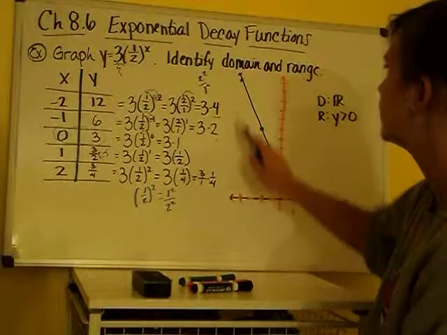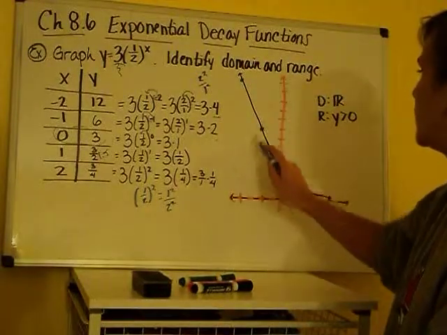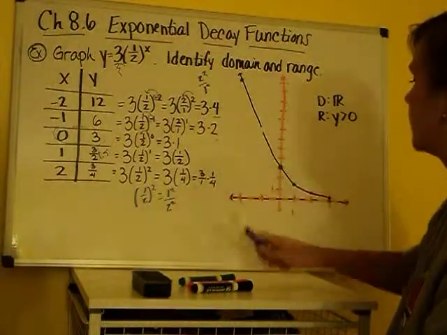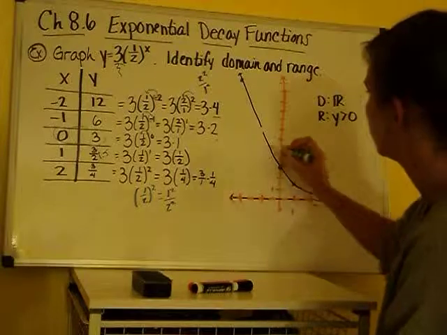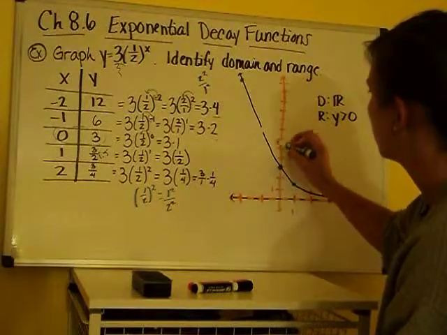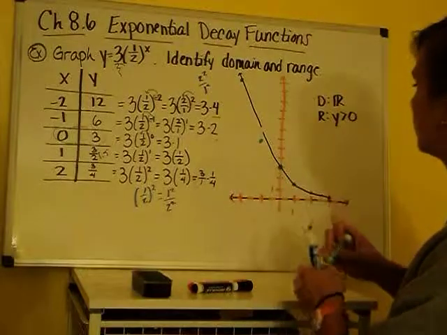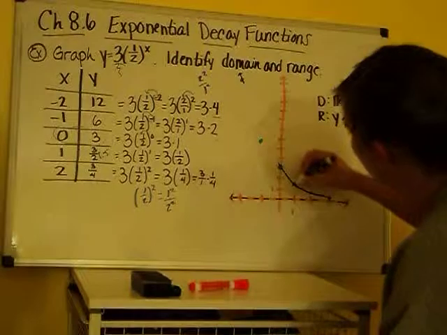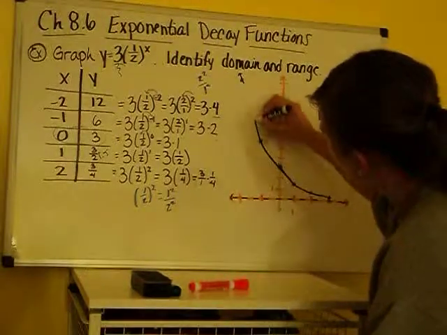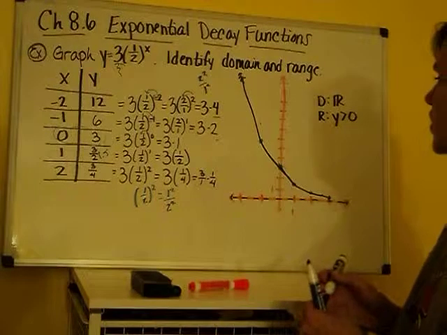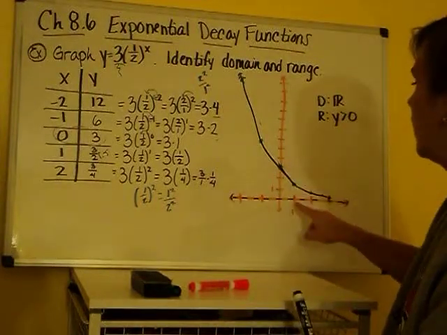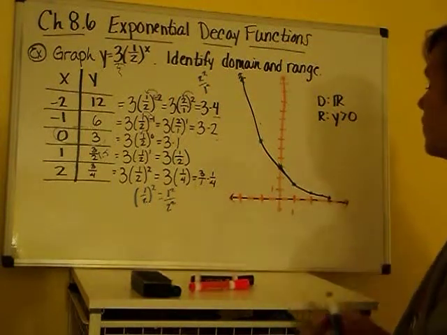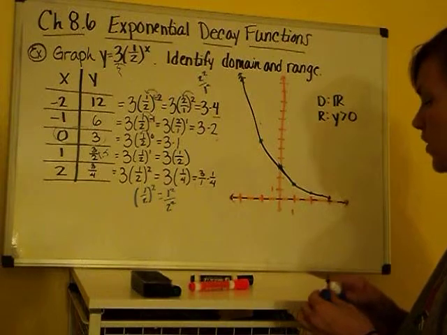Alright, so we come over here and graph. We are at negative 2, 12. Negative 1, 6. Is that 6? 1, 2, 3, 4, 5, 6. Okay, and then we go to 0, 3, and then 1, 1.5, and 2, 3/4, or 0.75, whichever way you look at it.